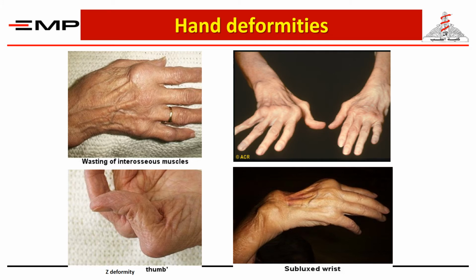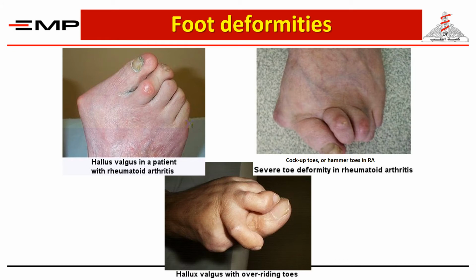In the lower picture on the left, there is Z deformity of the thumb, and on the right in the lower picture, there is subluxation of the wrist joint as we see. In these rheumatoid feet, the upper left shows hallux valgus in a patient with rheumatoid arthritis, causing lateral deviation of the big toe due to subluxation of the first metatarsophalangeal joint.